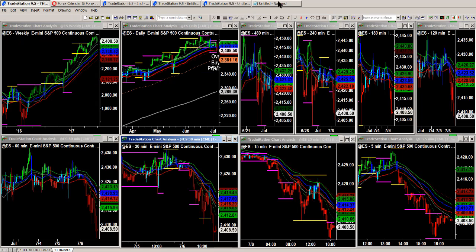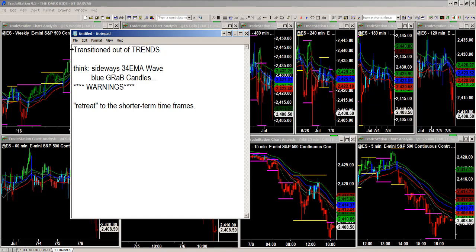So what is the process? Number one, start with understanding when we've transitioned out of trends. Okay, that's not too hard. The grab candles help us visually, simply, quickly. We start looking at the EMA wave. Is it getting sideways? Again, the blue gets our attention. These are the warnings. Very important. Then what do we do? We retreat to the shorter term time frames. And then the last thing I showed you is, because I love trend trading, I trend trade the short term.